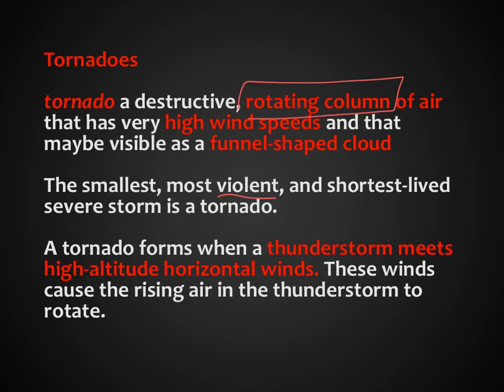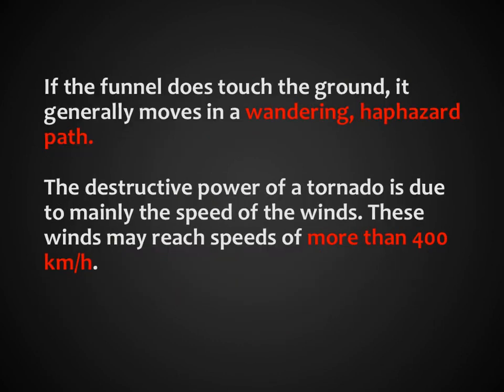So a tornado forms when a thunderstorm meets high-altitude horizontal winds. So when you've already got a thunderstorm, right, and then these high altitude winds kind of supercharge it and add a bunch of energy to the storm. So these winds cause the air in the thunderstorm, which is already rising up, collecting more moisture, to start to rotate. And that rotating wind creates a super low pressure column of air. Okay, so if the funnel does touch the ground, it can kind of wander around and cause a bunch of damage haphazardly.